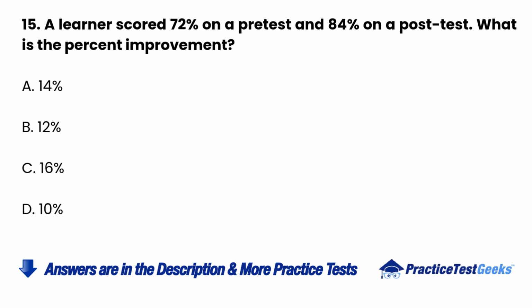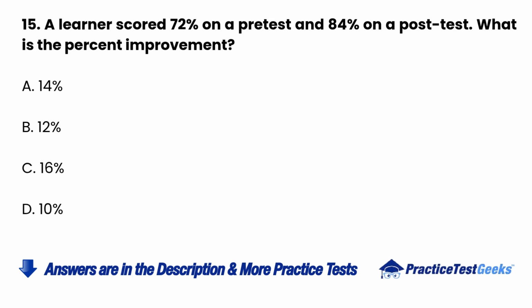15. A learner scored 72% on a pre-test and 84% on a post-test. What is the percent improvement? A. 14%. B. 12%. C. 16%.